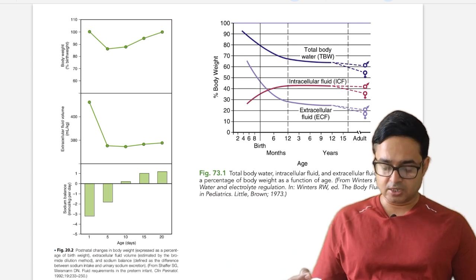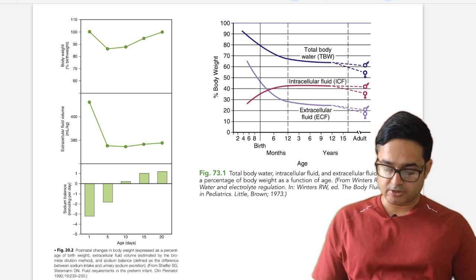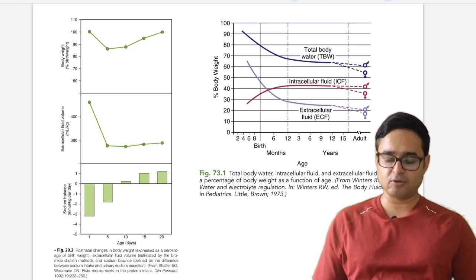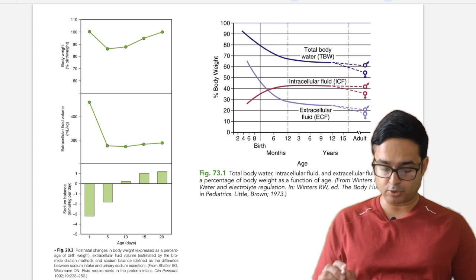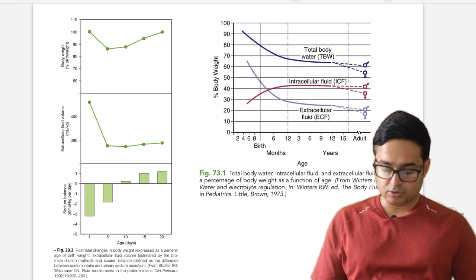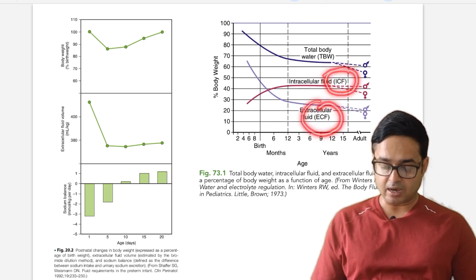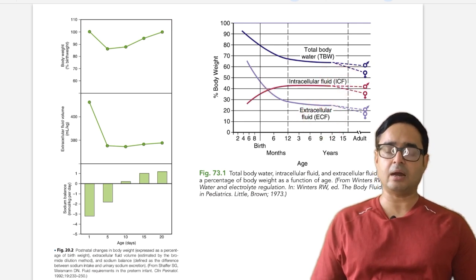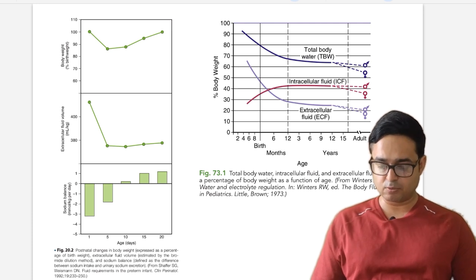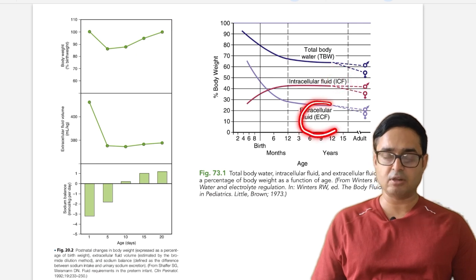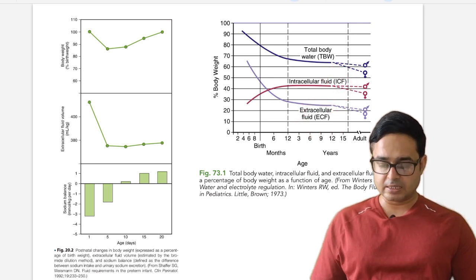Coming to intracellular fluid, ICF, and extracellular fluid. Okay, in fetal life, extracellular fluid is more than intracellular fluid, which is very much important. After birth, around 3 to 4 months, intracellular fluid and extracellular fluid are at equilibrium level, are equal. Very important, again MCQ point. After that, intracellular fluid is more than extracellular fluid. So you have to remember this flow chart.